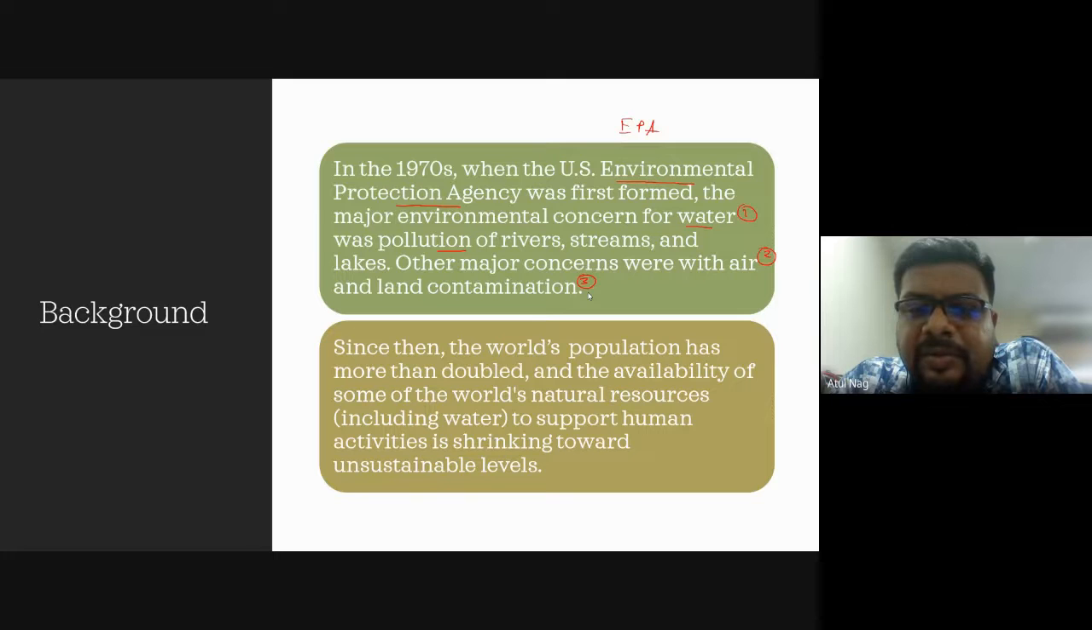But from 1970, almost 50 years have passed, and since then the world population has doubled. The world population is almost 5 to 6 billion, and almost 1 billion people live in India, another billion in China, and the rest live in other parts of the world. Because our population is increasing, the availability of some of the natural resources that we get directly is shrinking.